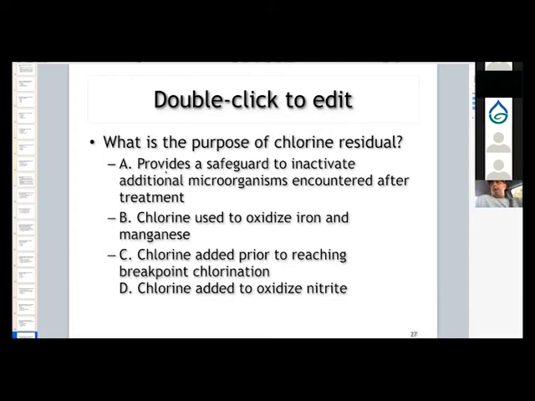A lot of the tanks in our system have to be vented. They are open to the atmosphere. The vents do have screens, but those screens fail sometimes. And that's why we have an active chlorine residual that actively inactivates additional microorganisms encountered.